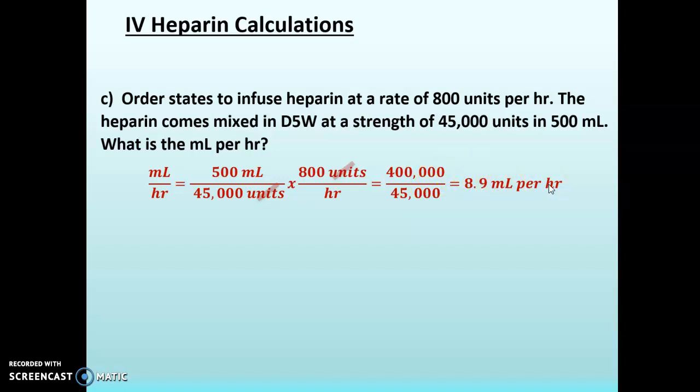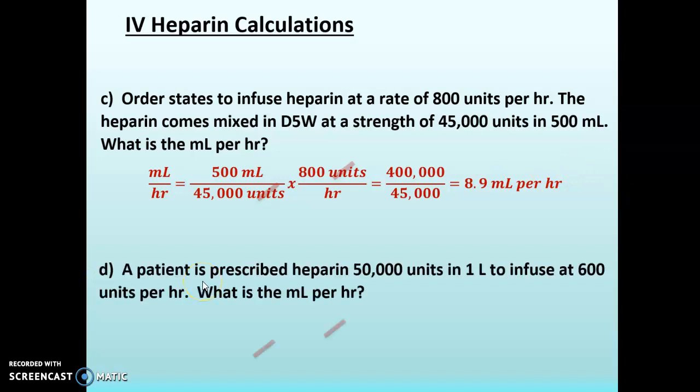Now, as I stated in the readings, typically we do milliliter per hour as a whole number, but these are such small calculations, we're going to go ahead and round to one decimal place. When you get in your facility and they tell you to round to a whole number, that's fine. But for the purpose of this class, let's just round it to one decimal place.